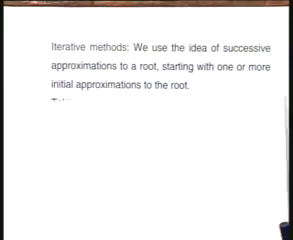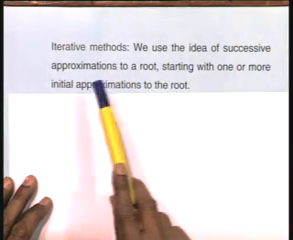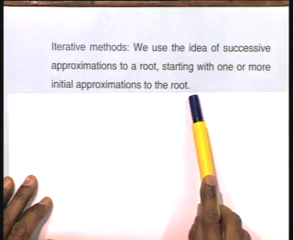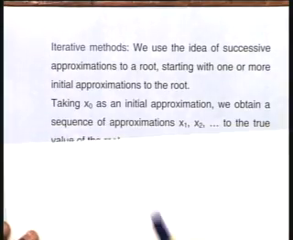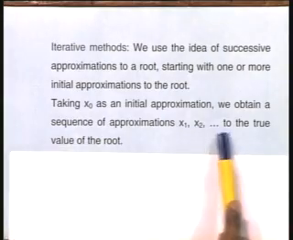Now let us define what is an iterative method. In the iterative methods we use the idea of successive approximations to a root, starting with one or more initial approximations to a root. What we mean by this is that we make an initial guess of the root. How we get an initial guess we shall see, but we make an initial guess and then try to refine it using a numerical method, further and further, so that we approach the exact root. We shall call this an iterative method. That means taking x naught as an initial approximation, we obtain a sequence of approximations x1, x2 to the true value of the root.